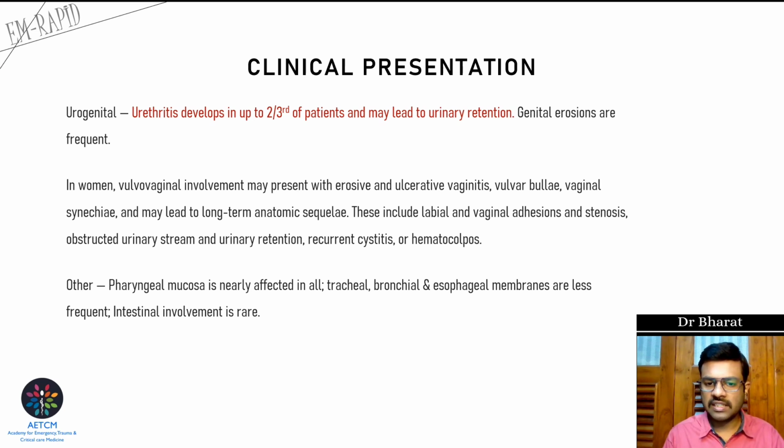Recurrent cystitis and even development of hematocolpos can be seen in post-SJS or TEN survivors. The pharyngeal mucosa is affected in most of the patients and can present with dysphagia and odynophagia, but usually tracheal, bronchial, and esophageal membranes are less frequently involved, and intestinal involvement is very rare.